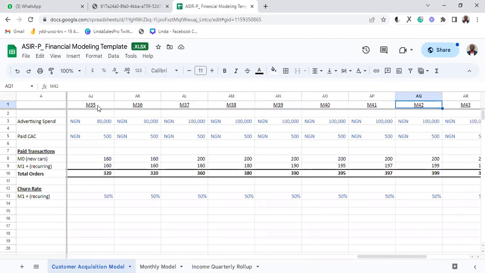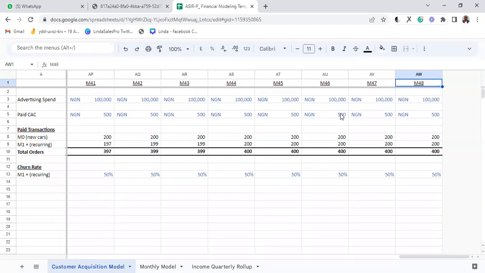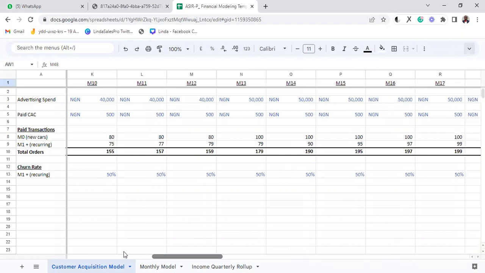So if you keep moving, the end will give you month 48, right? As you can see my screen. So that's month 48, which means if you calculate month 48, that will give you a total of 4 years, right? But you can do 3 years.